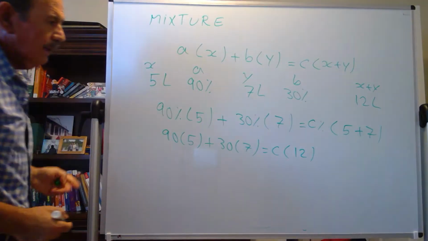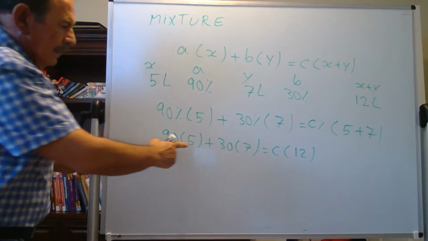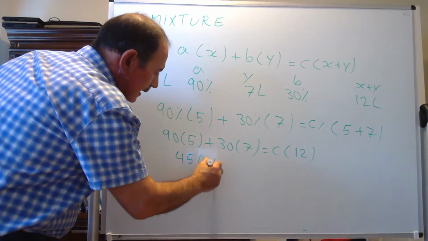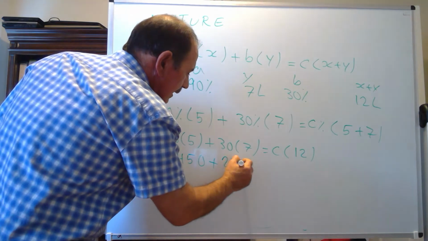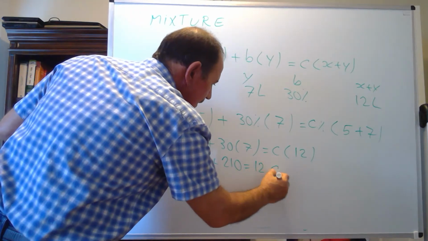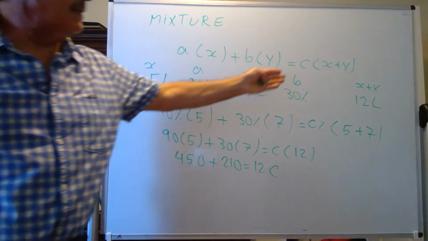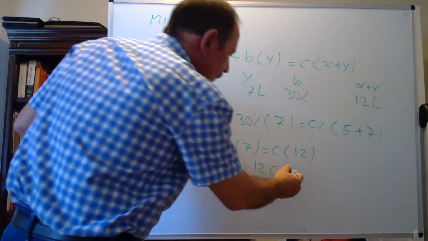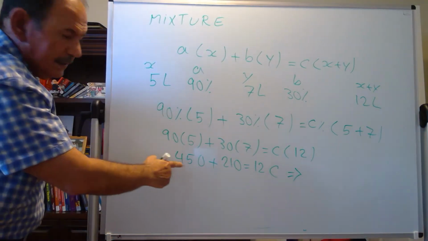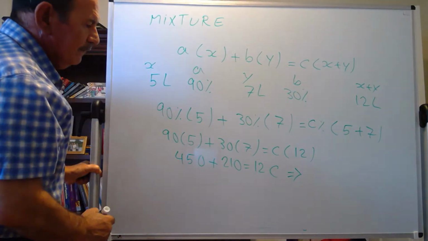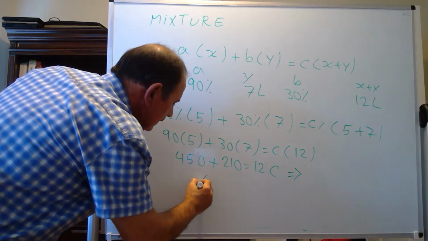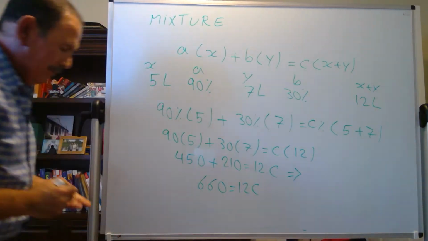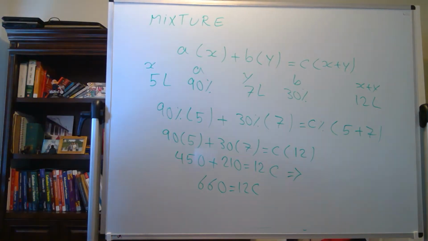Now, if I simplify, 90 times 5 is 450. 30 times 7 is 210. It is going to be equal to 12C. C is the percent of the result. Do you remember? We are looking for C. Now, if I simplify, 450 plus 210 is 660. It is equal to 12C. And because I'm looking for C, divide both sides by 12.